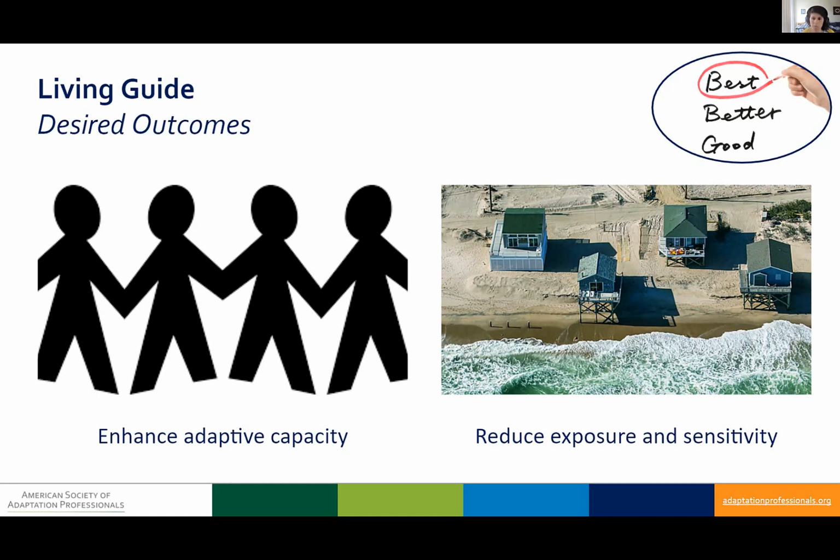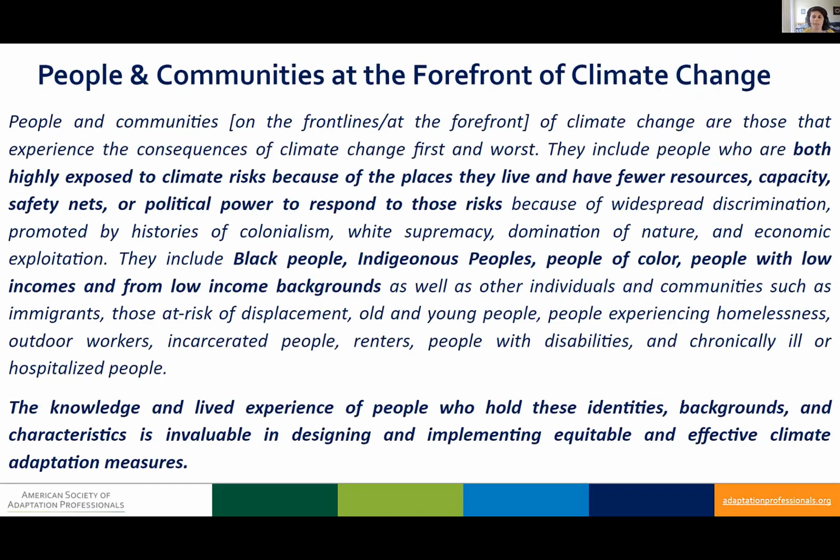And the Living Guide also asserts that we want to seek to achieve these outcomes first and foremost for those who are at the forefront of adaptation or on the front lines of climate change. And this is ASAP's definition of who that is. And at the core of how we operate is keeping people and communities who are at the forefront of climate change central to our work.